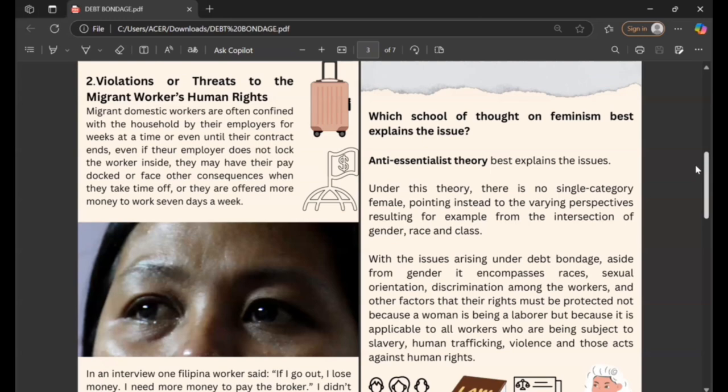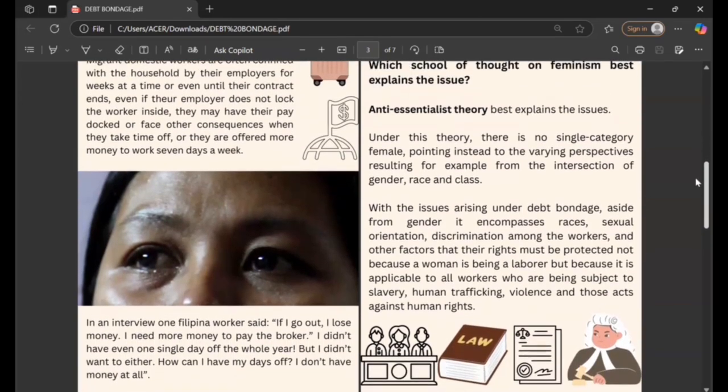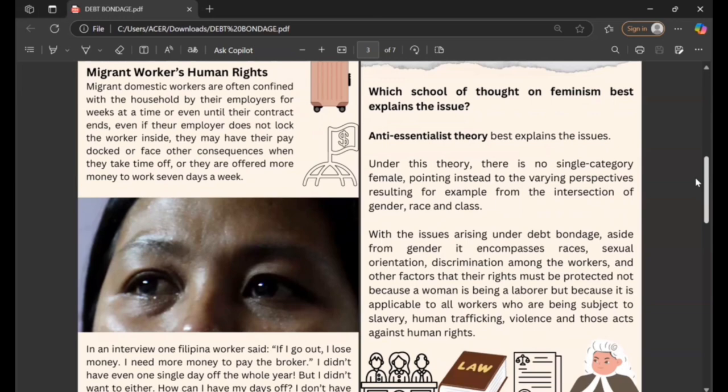So as for my last topic, which school of thought on feminism best explains the issue? So after careful evaluation, anti-essentialist theory best explains the issue. Because under this theory, there is no single category female, pointing instead to the varying perspectives resulting, for example, from the interaction of gender, race, and class.